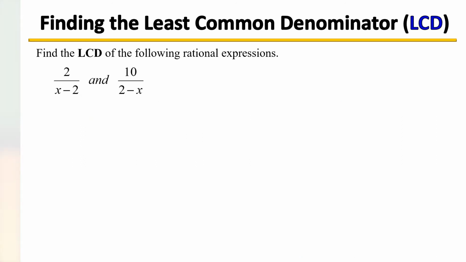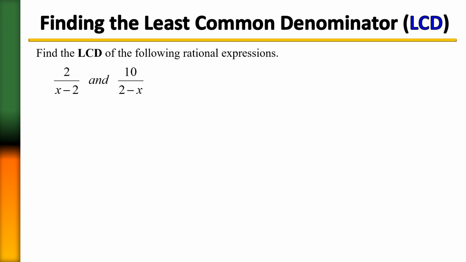In this example, we're asked to find the LCD of the following rational expressions. If you take a look at the denominators here, you first may think that these are conjugates in the bottom, but no, they're not conjugates. What they are is inverses of each other, or opposites. Under the first denominator, you have x minus 2, where x is positive and 2 is negative. Under the second denominator, the 2 is positive and x is negative, so they're very much opposites of each other.